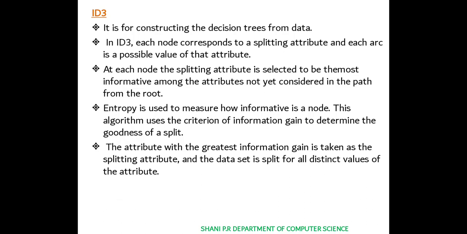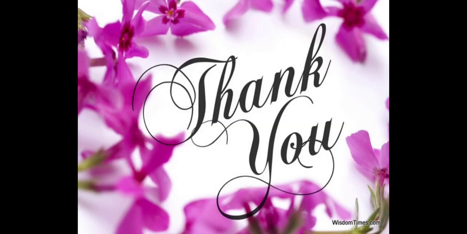So ID3 and CART are important topics. They may ask for 5 marks: write a note on CART and ID3. The main things you should know are the splitting attribute, entropy, gain ratio, gain index and information gain. By considering those definitions, you can explain these two algorithms easily. Okay, thank you.